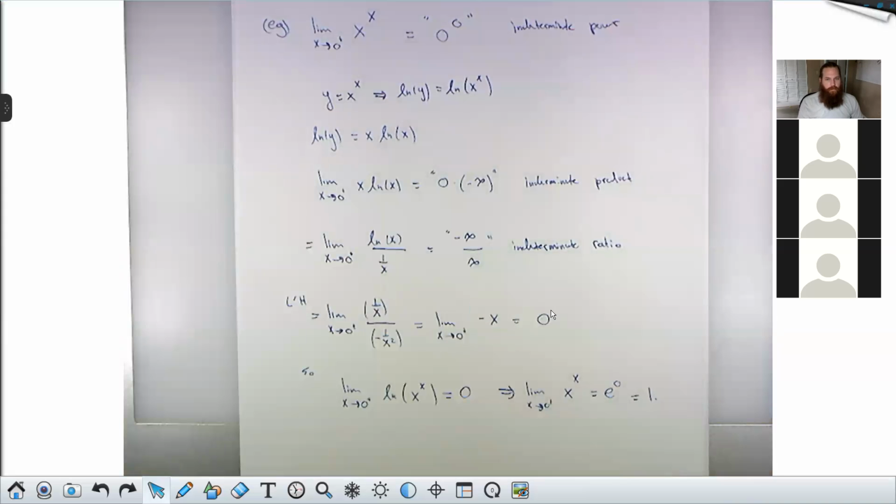And as x goes to 0, negative x goes to 0. So not the limit I'm looking for, but the limit of the logarithm of the thing I'm looking for is 0. So you exponentiate to get the thing you're looking for, which will be e to the 0, which is 1. These are kind of the harder of the L'Hopital rule type problems that you'll encounter. It involves taking an indeterminate power and turning it into an indeterminate ratio. And you have to wander through those in-between steps.